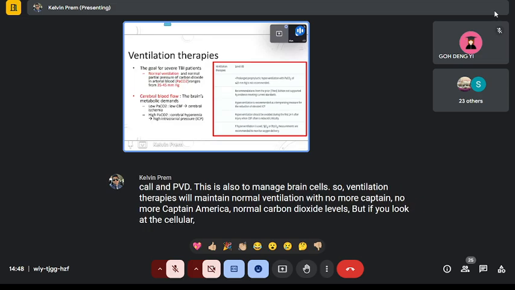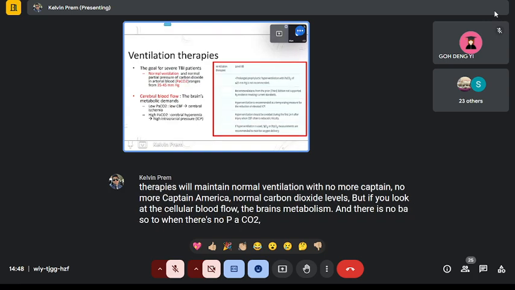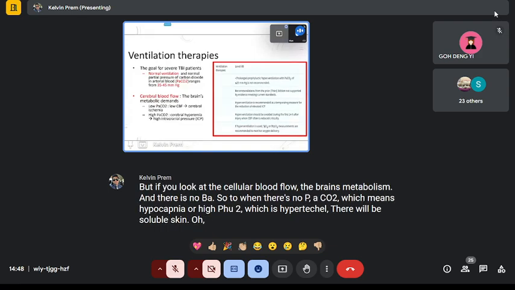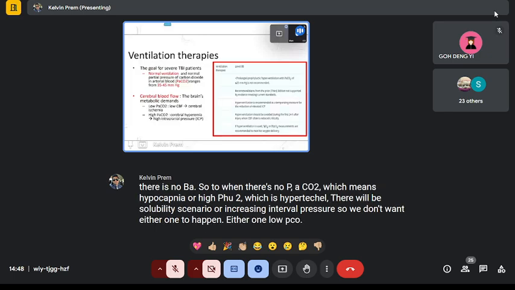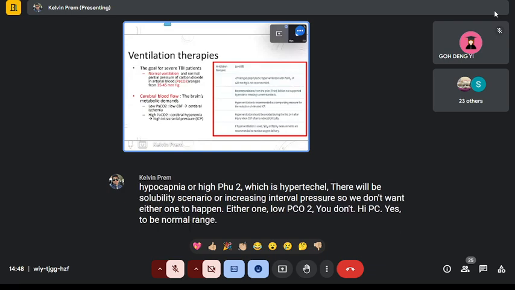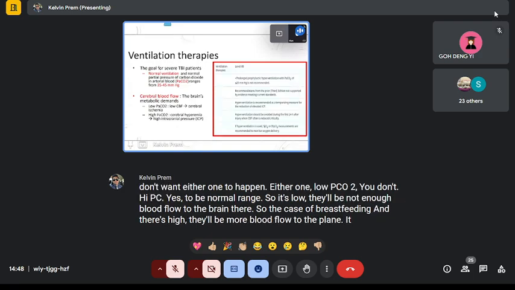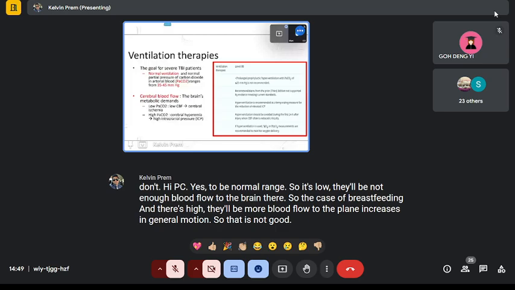So as you look at the cerebral blood flow and the brain's metabolic demand, when there is low PaCO2, which means hypocapnia, or high PaCO2, which is hypercapnia, there will be cerebral ischemia or an increase in intracranial pressure. So we don't want either one to happen. We don't want low PCO2, we don't want high PCO2. It has to be in the normal range. If it's low, there will not be enough blood flow to the brain, so there will be cerebral ischemia. When it's high, there will be more blood flow to the brain. It increases intracranial pressure. So that is not good as well.